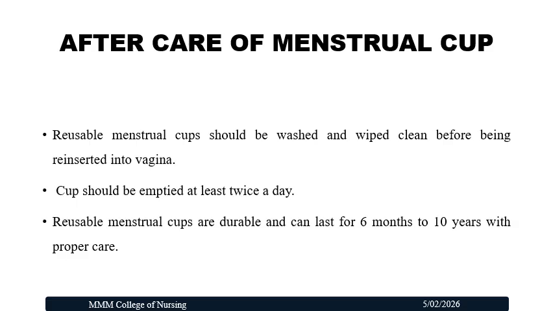After care of the menstrual cup: I told you earlier it is a reusable menstrual cup. So after using, it should be washed and wiped clean before being reinserted into the vagina. The cup should be emptied at least twice a day. A 12 hour duration can be used. Reusable menstrual cups are durable and can last for 6 months to 10 years with proper care.